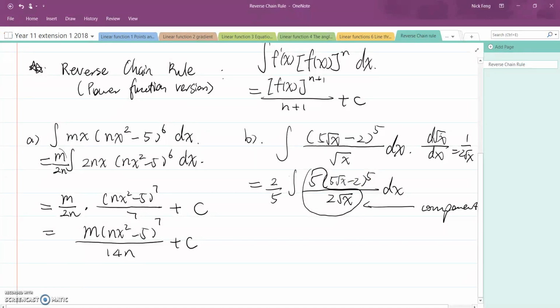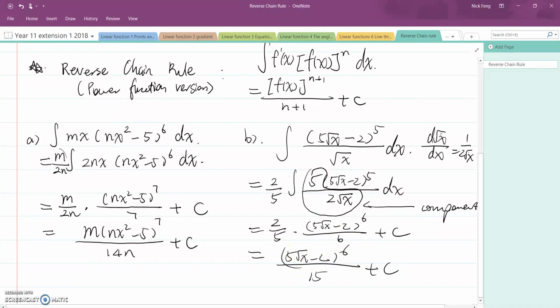Alright, and now you have balanced the question. 2 and 5 stay. Now, with the component, you can actually treat this whole thing as a whole function. And then that will give you 5 root x minus 2 to the power of 6 over 6 times 5, which is 15, plus c.